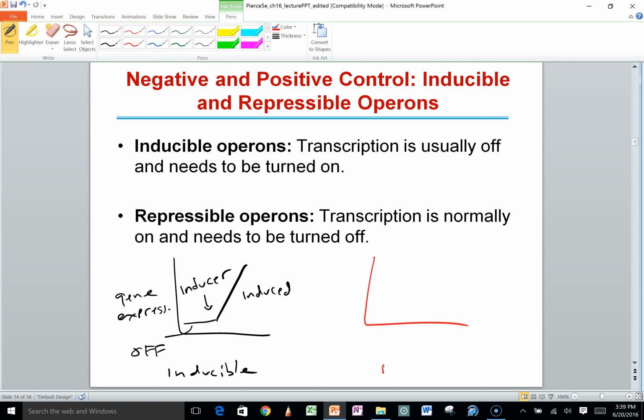A repressible operon is a gene that starts out always being on. Then you add something, and that turns it off. And so this thing that you add ends up being called the co-repressor.